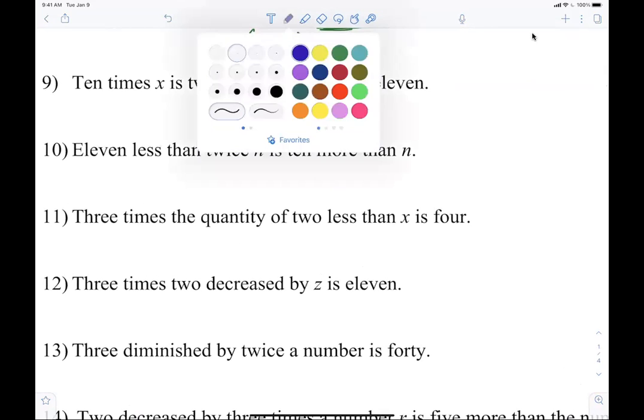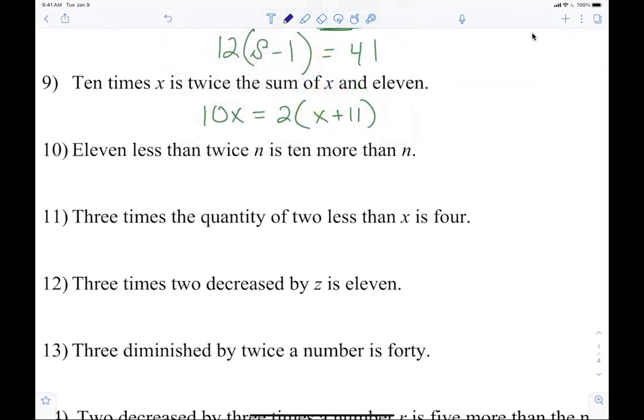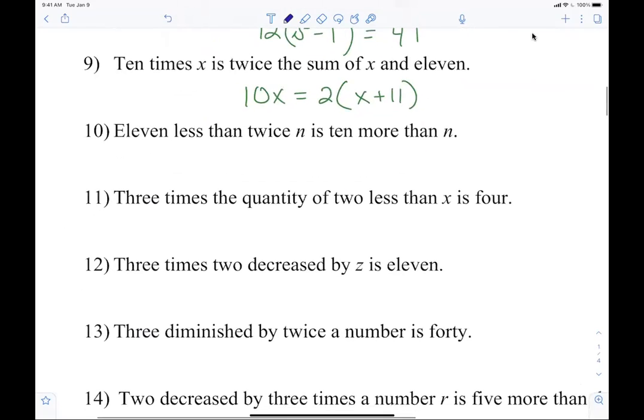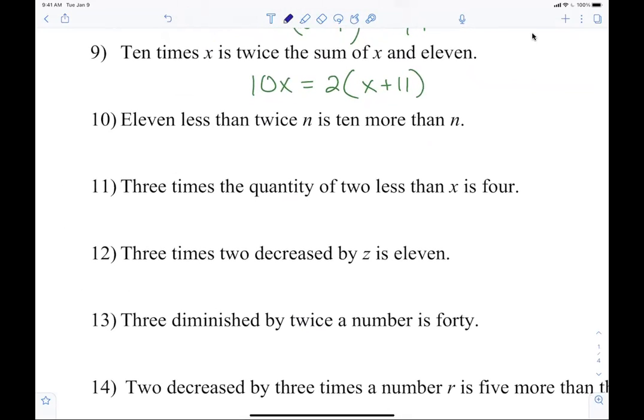Anybody have any issues? All right, let's see what you got. So it's 11 less than twice n is 10 more than n, so it'd be 2n minus 11 equals n plus 10. Wow, thank you. Very good. Wow, we're on a roll.